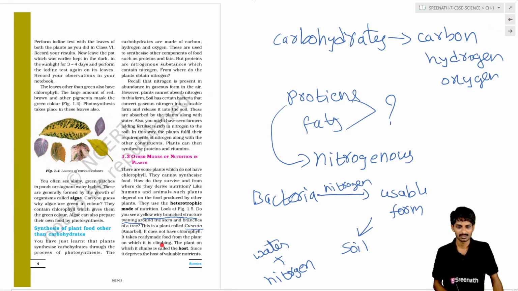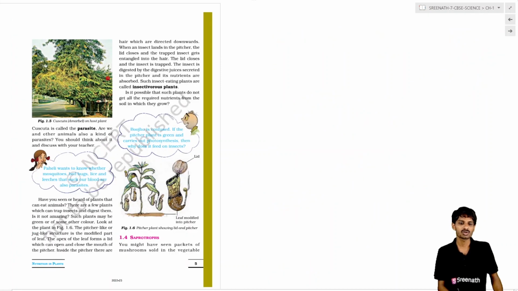Okay, it takes ready-made food. It is a good word, ready-made food. Who makes it ready-made? The green plant prepares the food, and it takes that ready-made food from the plant on which it is climbing. The plant on which it climbs is called the host. This green color tree, we call it the host plant. This yellow color structure plant is called the Cuscuta plant, which is called the parasite.